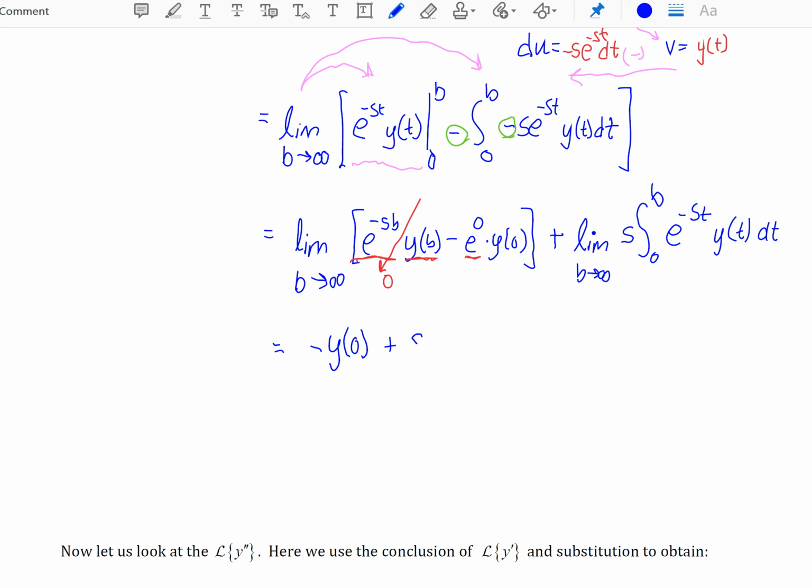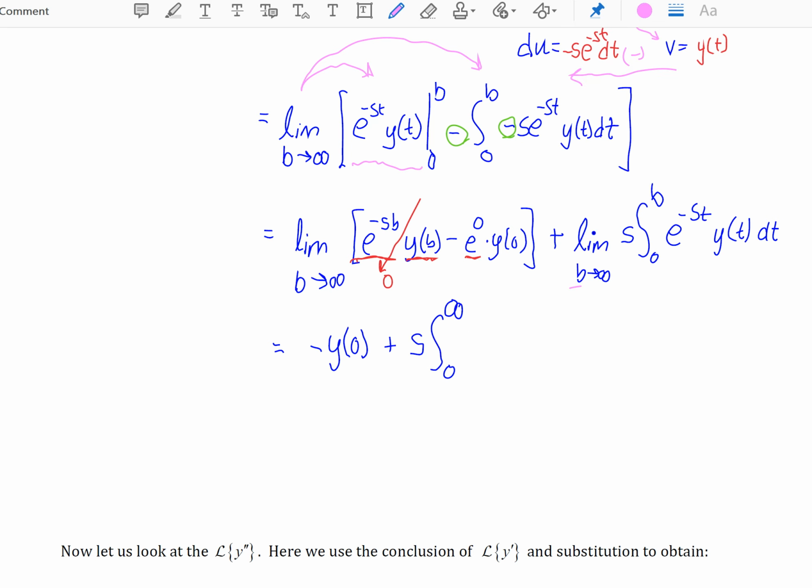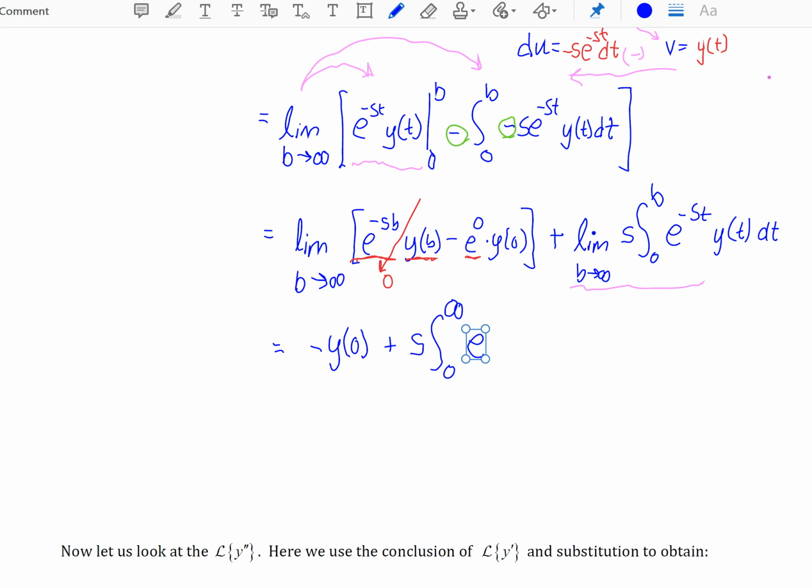Plus s times the integral from 0 to infinity. Here I'm choosing to rewrite our improper integral back to having an upper limit of infinity of e to the negative st y of t dt. Recognize that here, this improper integral, by definition, is the Laplace of y of t.